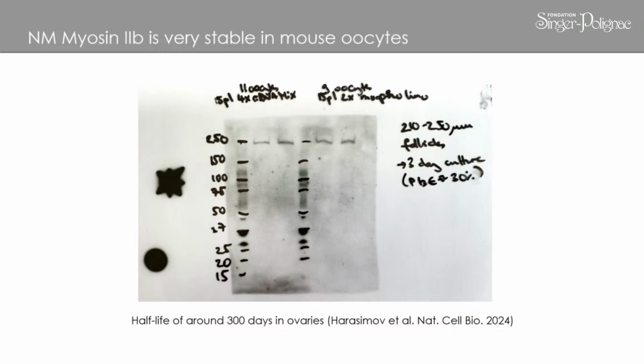Indeed, we've now done a study where we looked at the turnover of proteins in the ovary, and we found that there are a lot of extremely long-lived proteins in the ovary. Myosin 2B is one of them, and it has a half-life of 300 days, so no wonder that you can't remove it if you just do follicle culture for a few days.